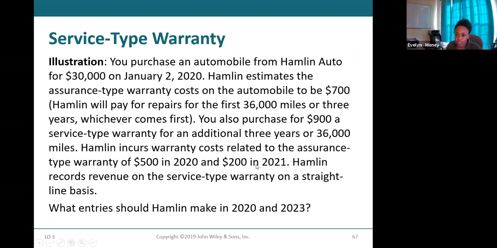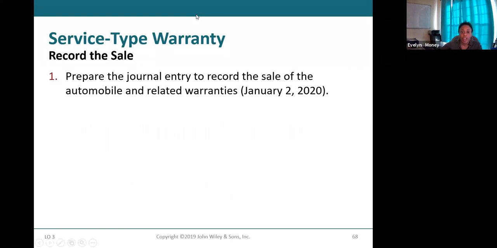All right, so Hamlin incurs warranty costs related to the assurance type warranty of $500 in 2020 and $200 in 2021, and they record the service type warranty revenue on a straight line basis. So let's look at our entries.